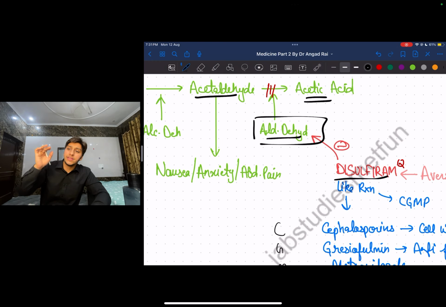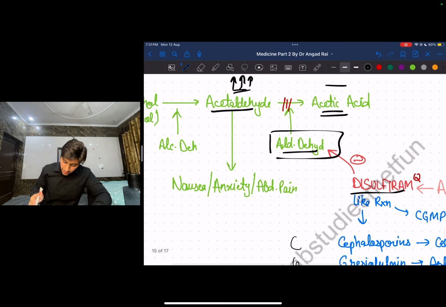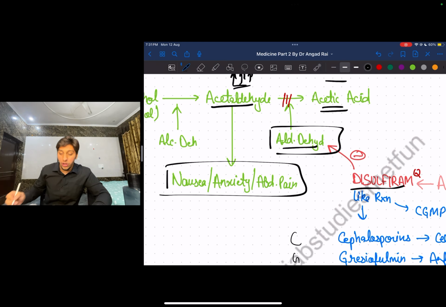Because they're inhibiting the enzyme aldehyde dehydrogenase, you are not able to convert acetaldehyde into acetic acid, due to which you will have accumulation of acetaldehyde. Because there is accumulation of acetaldehyde, this will start giving you symptoms like nausea, anxiety, and abdominal pain. Now, this is so dangerous.